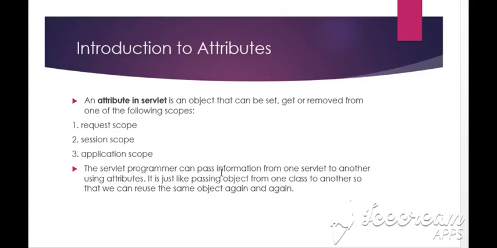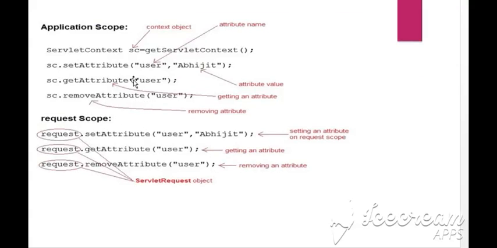It is just like passing the object from one class to another so that we can reuse the same object again and again. The attribute can be set or removed from the following scope. For example, in application scope, ServletContext sc, we are creating a context object sc equals getServletContext. Using that object sc.setAttribute, we are setting an attribute.